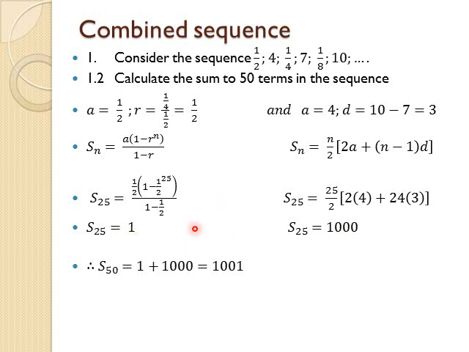Get 1 mark for that, 1 mark for that, 1 there and 1 there, so that part there is 4 marks. Then we get the last 2 marks for the sum to 50. We're going to add 1 plus 1,000, so that's a 5th mark. Sum to 50 terms equals 1,001. Right, so I hope you follow and understand.